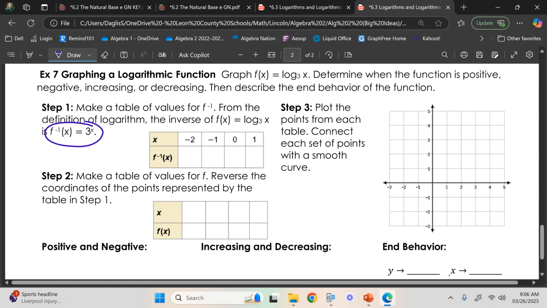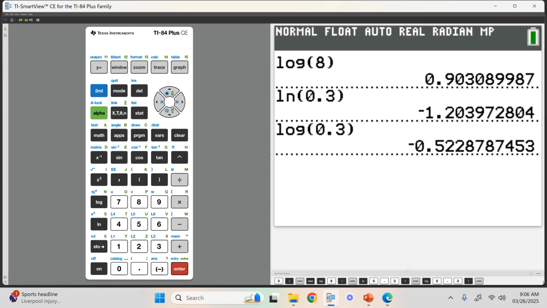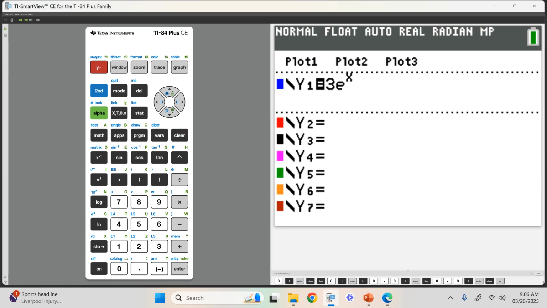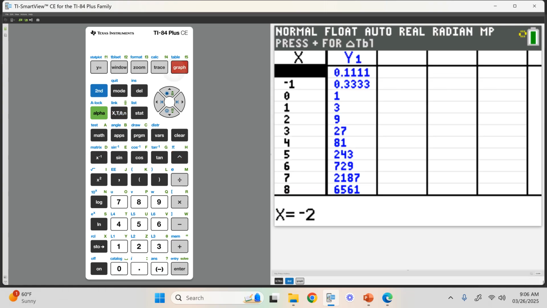Okay, this is an exponential. So we're going to have an asymptote of y equals 0. We know it's going to be a growth. So let's get some key points there. Go to y equals, that's not what we're doing. We are doing 3 raised up to x, like that. And then go to your table.